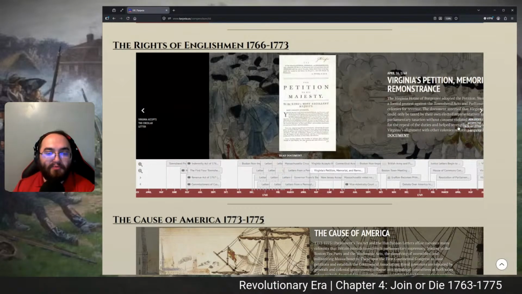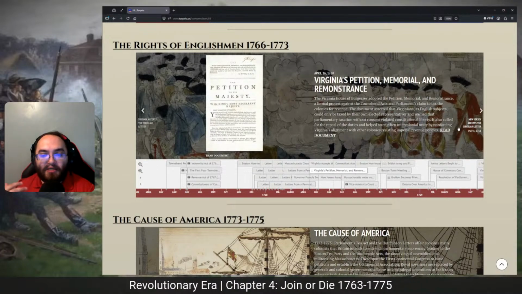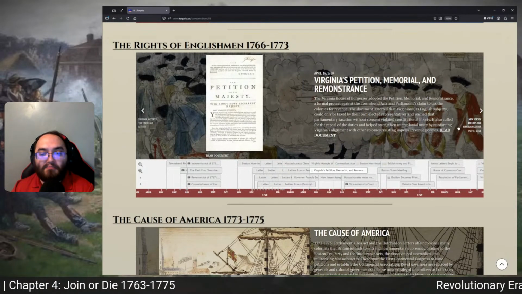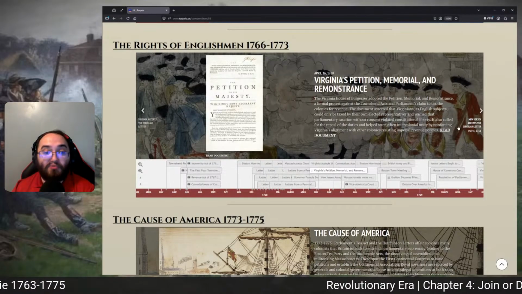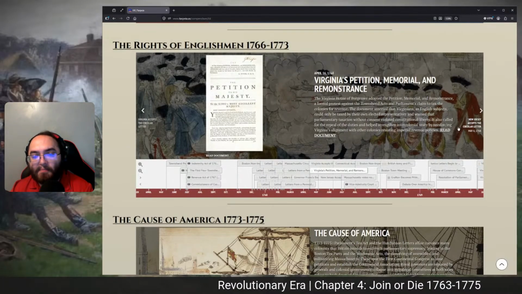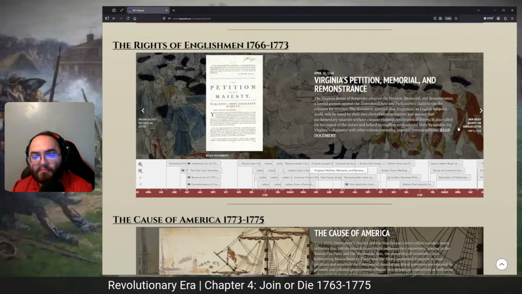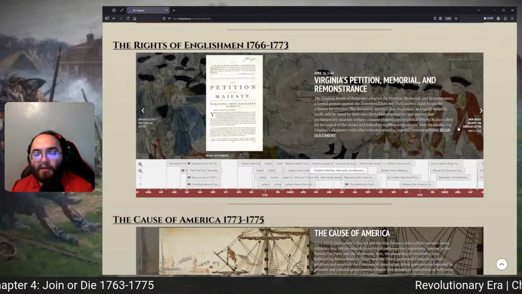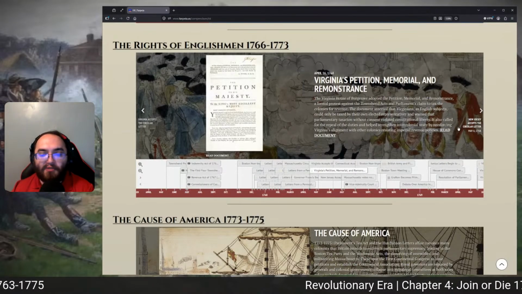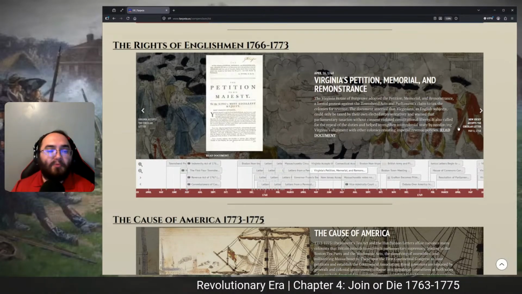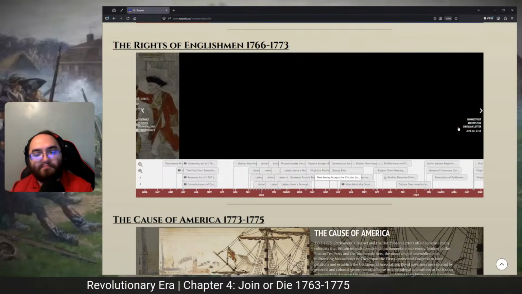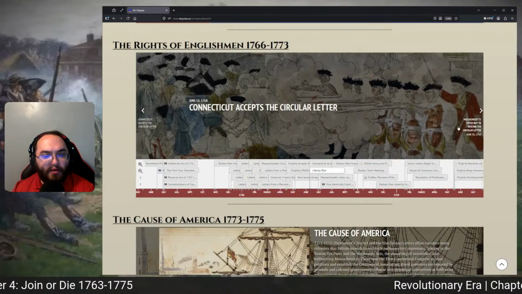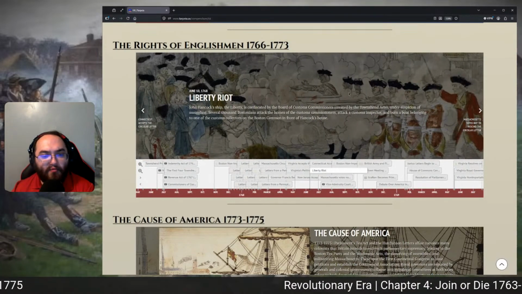And so Virginia will accept the circular letter, and Virginia will send its own petition. It's a petition, memorial, and remonstrance. Remonstrance just means protest. And so this is a formal protest against the Townshend Acts and Parliament's claim to tax the colonies for revenue. And so this is from the perspective of Virginians. Then New Jersey accepts the Massachusetts circular letter. Connecticut accepts it. And then you have the Liberty Riot.